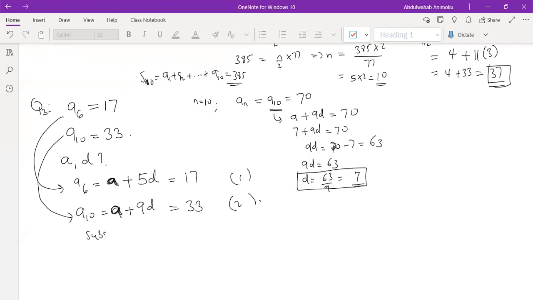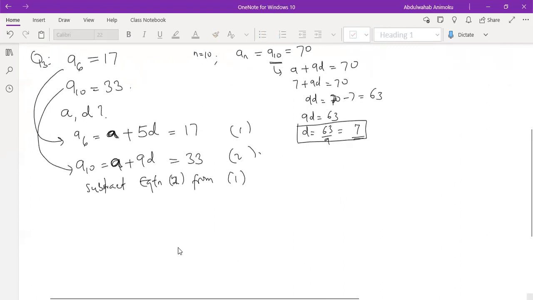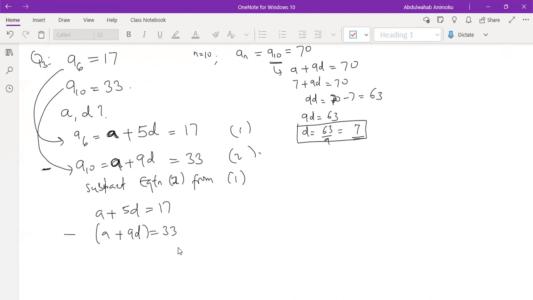So what we'll do is subtract equation 1 from 2. Or 2 from 1, 2 from 1 is fine. Whichever one you do is fine. So which means we put minus here. Okay, let me write it again. We have A plus 5D is 17 minus A plus 9D equal to 33. So subtract equation 2 from 1.